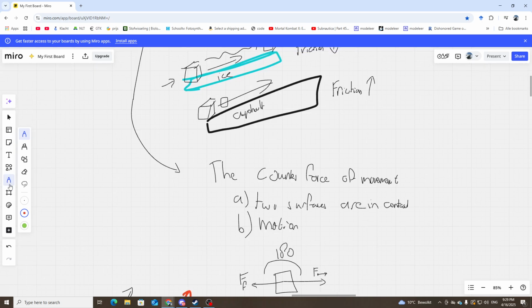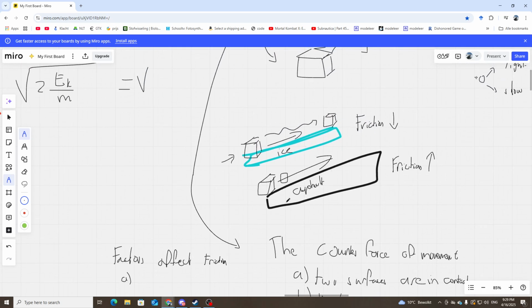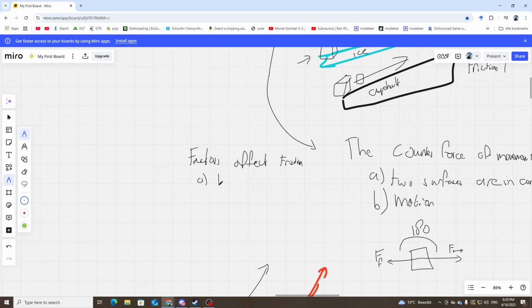Okay, then what factors affect the amount of friction? There are several that you need to know. First of all, just like here, is the type of surface, so the roughness of the surface.